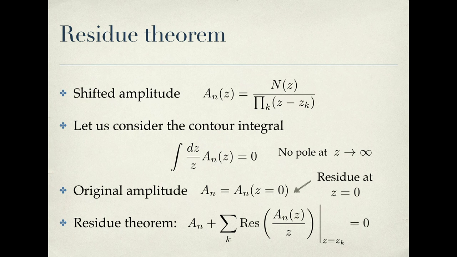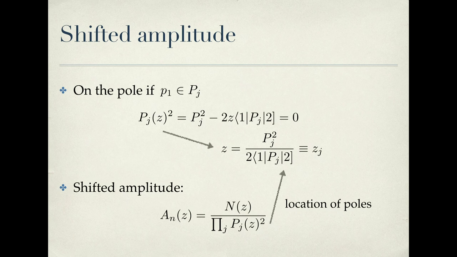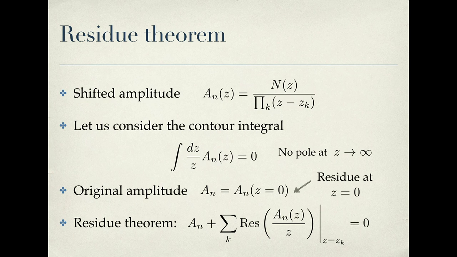Now, all the poles here are linear in Z. So as a function of Z, I can think about it as this thing. There is some numerator which depends on Z, and there is a product of linear poles in the denominator. The ZK depends on kinematics. That's the expression I showed before. And now let's consider the following contour integral, dz over z, A n of z.